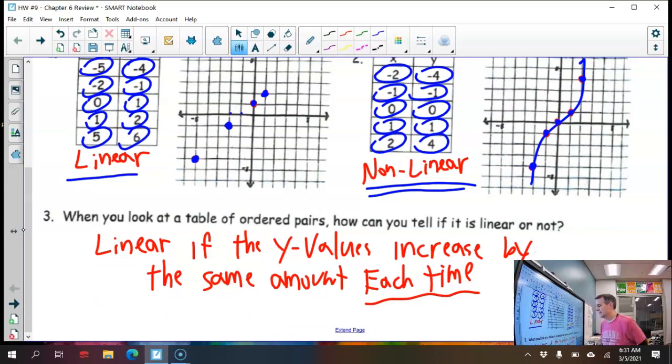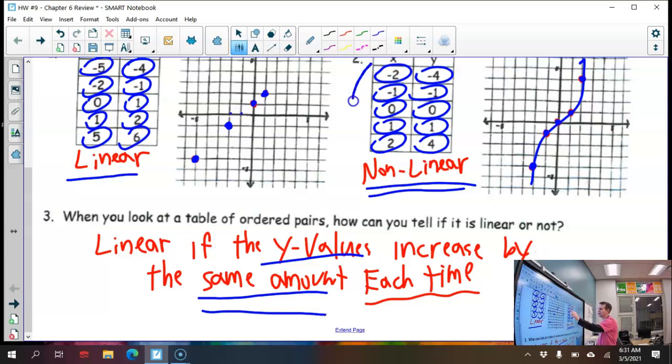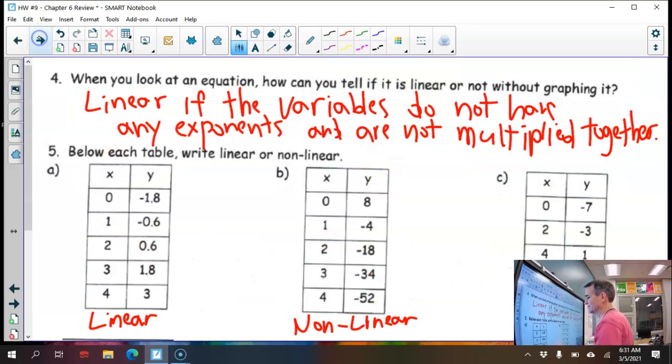So number 3, I ask you to tell me, when you look at a table of ordered pairs, how can you tell if it is linear or not? It is linear if the y values increase by the same amount each time. Now that is fairly easy in a table like number 2, where the x's go in order by 1s. It is not as easy in a question like number 1, where they do not go by 1s. You have to figure that out. We're going to do that in a little bit, so we'll save that.